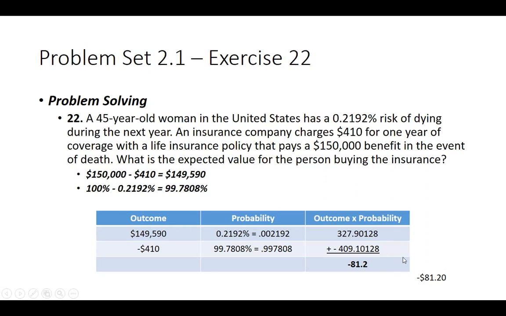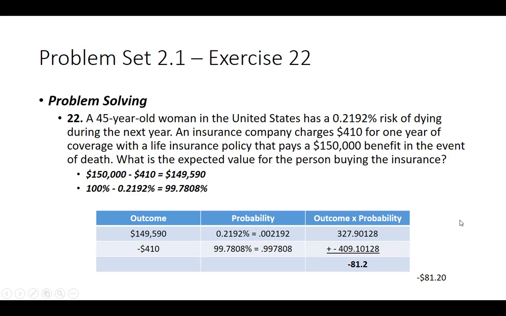Add up the column, the 327 point whatever, plus the -409 point whatever, and we get -81.2. So the expected value for the person buying the insurance is that they lose $81.20.